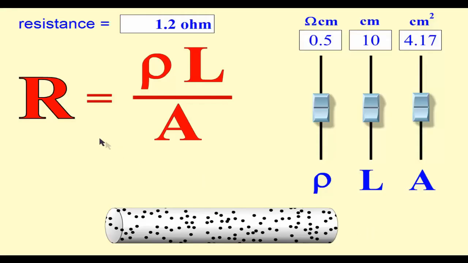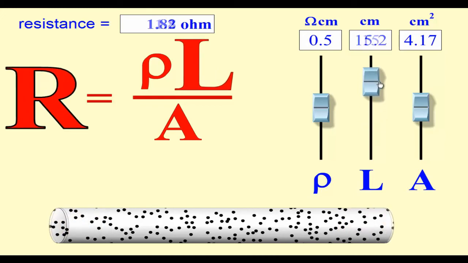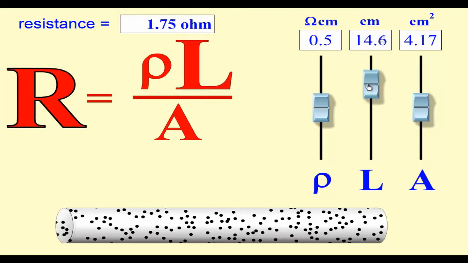Here we can see the formula relating resistance, length of the wire, the cross-sectional area of the wire, and the resistivity of the material, represented by the Greek letter rho. We can increase the length and you can see the effect it has on the resistance, and that agrees with the investigation that you did.